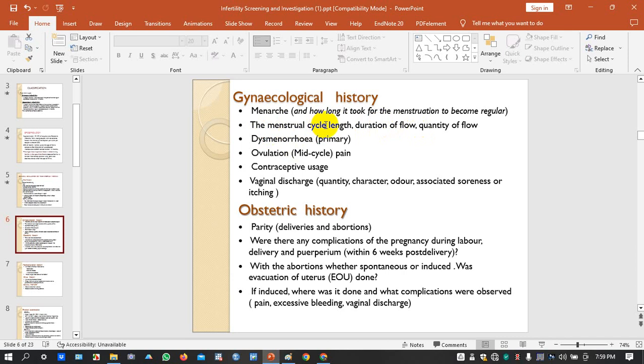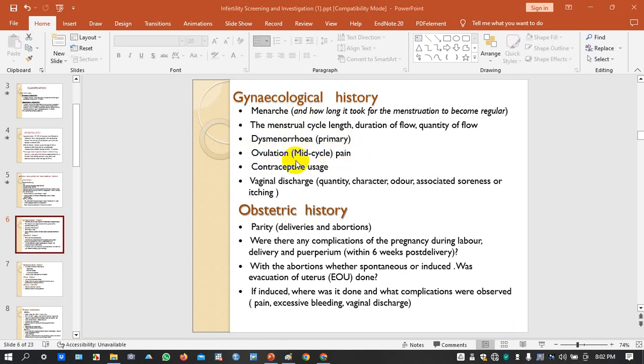But if it's more than 35, it's around 40 and others, you should see that there is an underlying pathology or disease. Dysmenorrhea. Okay, so do you have dysmenorrhea? It's also very, very important. And dysmenorrhea is painful menstrual cycle or painful menstruation. Do you have ovulation pain? That's mid-cycle pain. That's when you are having your ovulation.